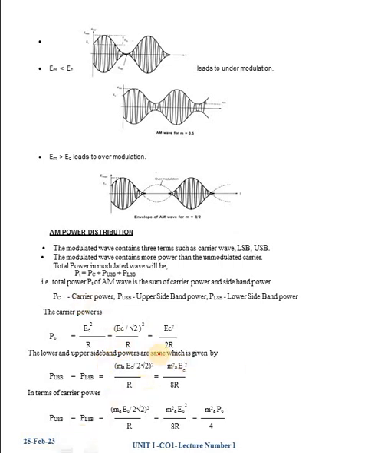So if we simplify this, your upper sideband and lower sideband power in terms of carrier power, which is equivalent to EC square by 2R, simplifies to MA square PC by 4. So either USB or LSB power is equivalent to MA square EC square by 8R, or in terms of carrier power we can write MA square PC divided by 4.